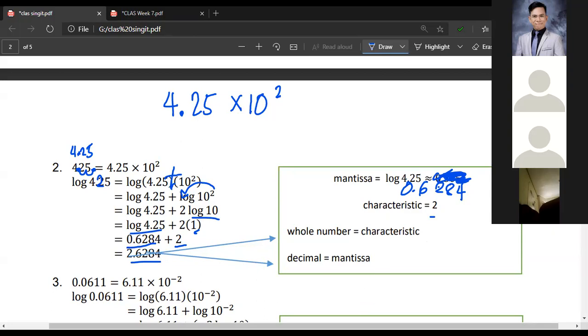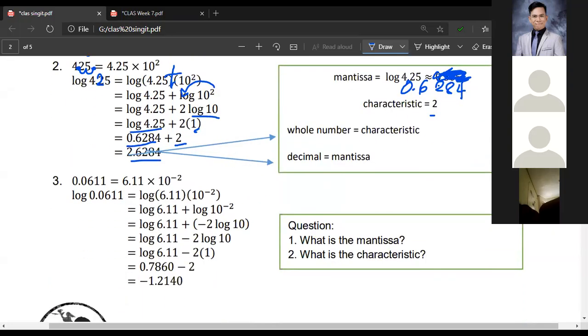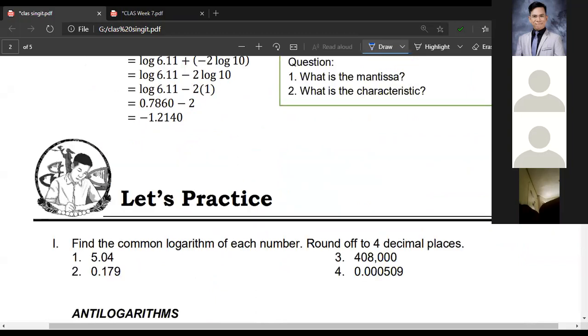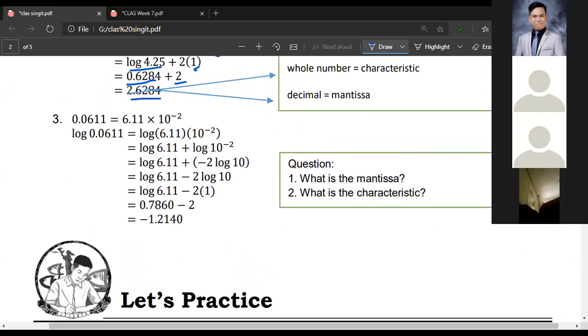So, yun po. Sige, tapusin ko na lang to class yung next example, and then bago kayo pwede mag-ask ng question, isahang tanong na lang siguro doon sa part na paghahanap ng logarithm. Okay.